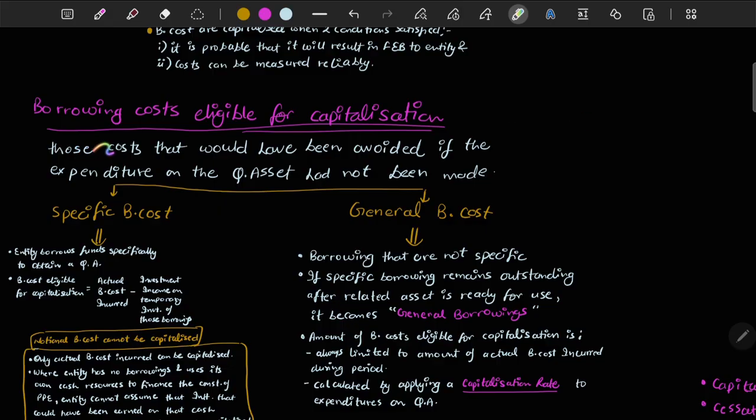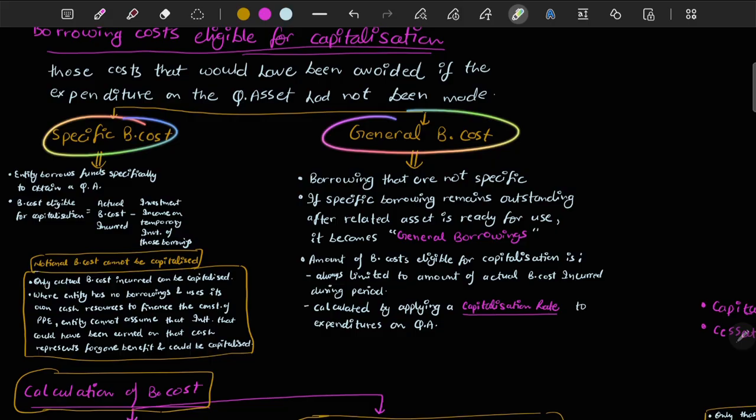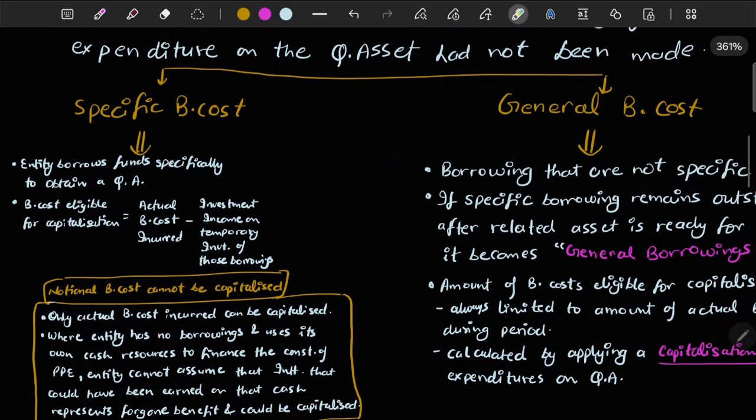Okay, so those costs that would have been avoided if the expenditure on the qualifying asset had not been made. So there are two types of borrowing cost: specific borrowing cost and general borrowing cost. Specific borrowing cost: entity borrows funds specifically to obtain a qualifying asset. Borrowing cost eligible for capitalization: actual borrowing cost incurred minus investment income on temporary investment on those borrowings.